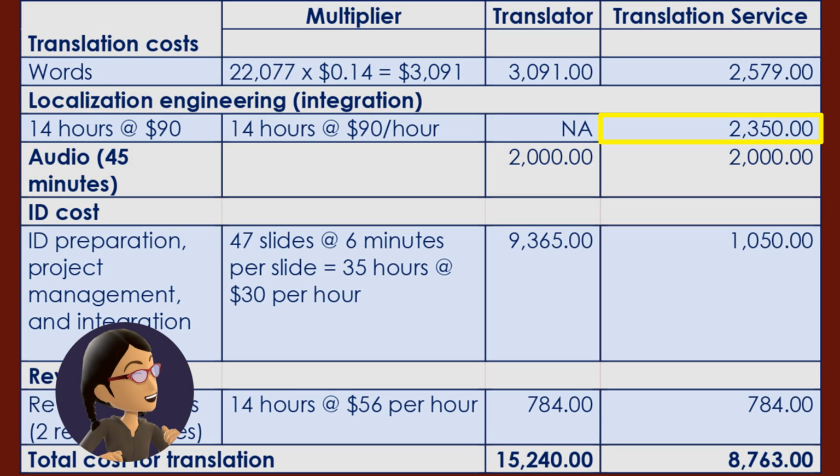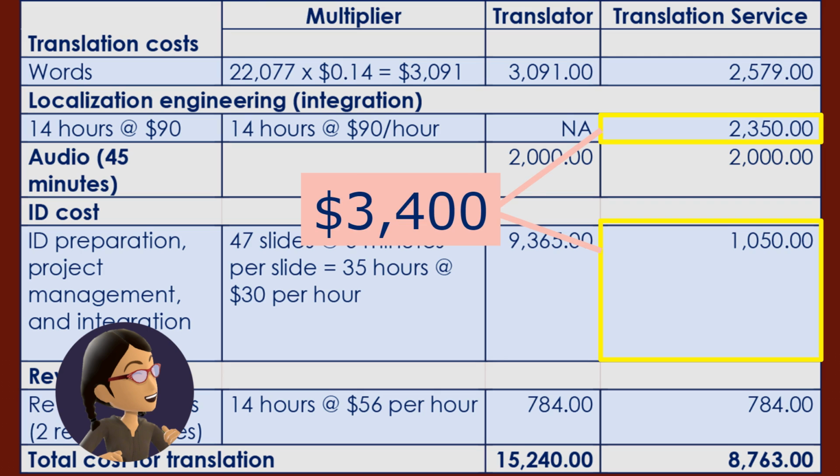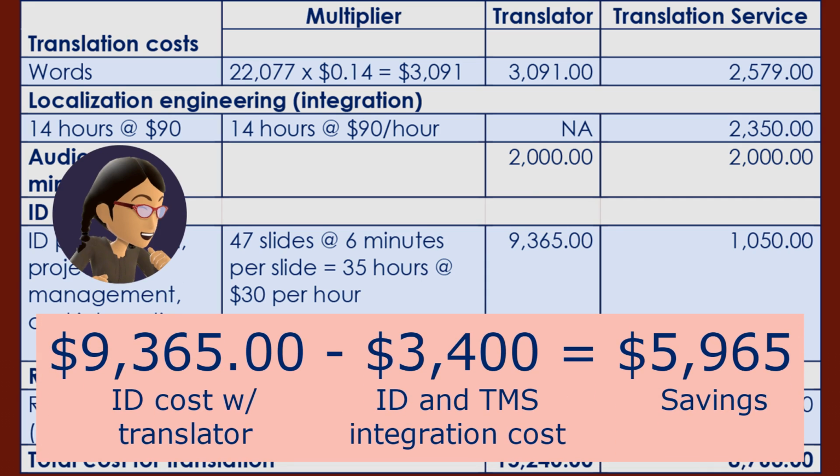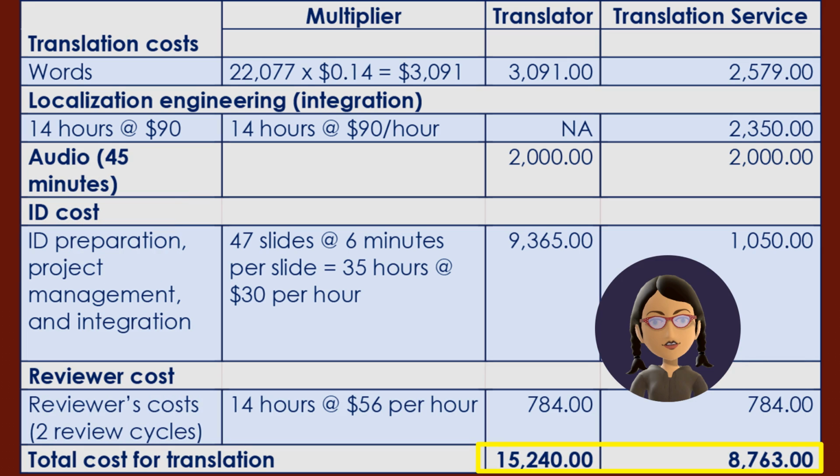Realistically, you need to add the localization cost to the ID cost. $2,350 plus $1,050 equals $3,400. The localization engineer replaces the cutting and pasting done by the ID. Now when we compare the cost of extracting the text and importing the translations, we see a savings of $965 by using a translation service. The overall cost of using a translation service for this project is nearly half the cost of using a translator.